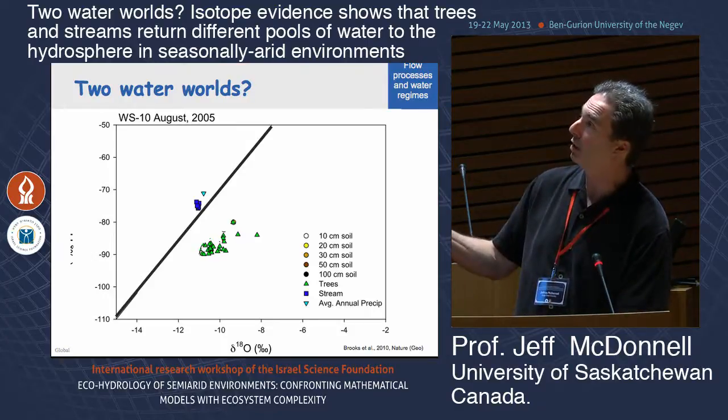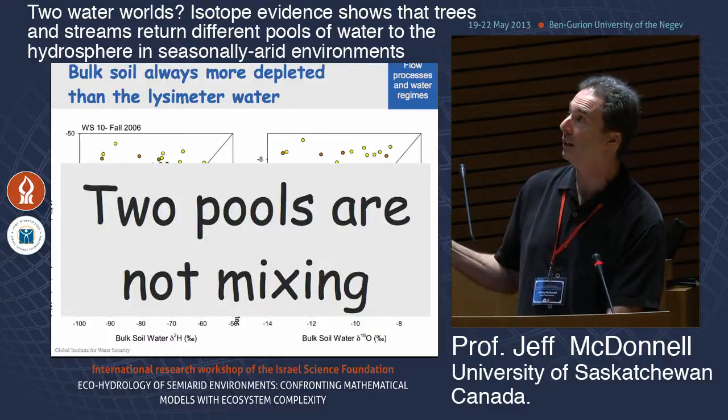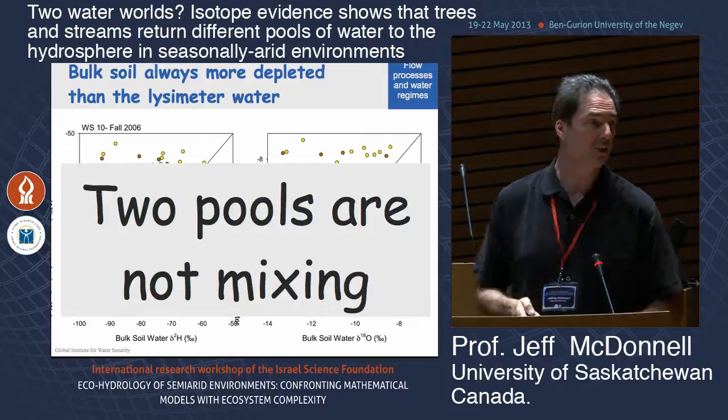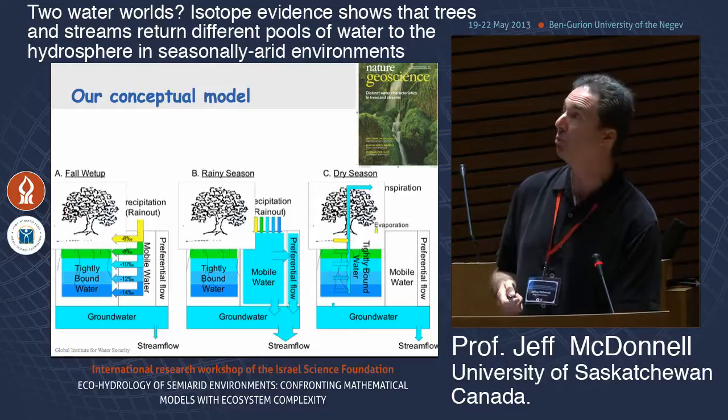And in each case, when we look at the two waters, the bulk soil water is always more depleted than the lysimeter water. And this is providing strong evidence that these two pools are not mixing. At least the water that we're sampling from these two pools does not appear to be mixing.